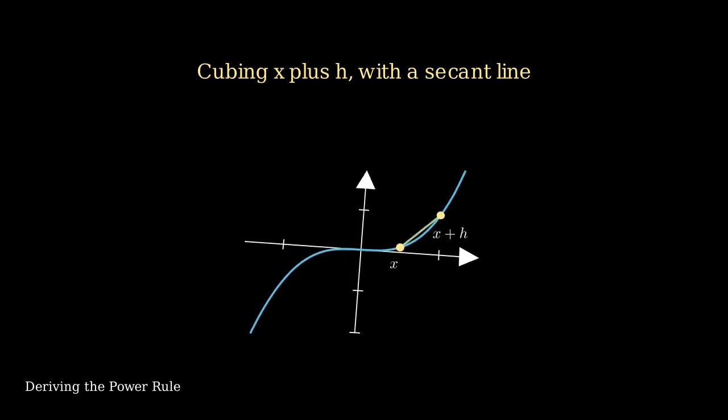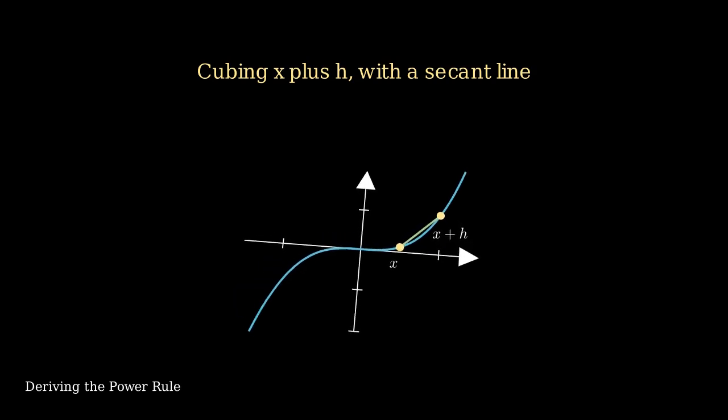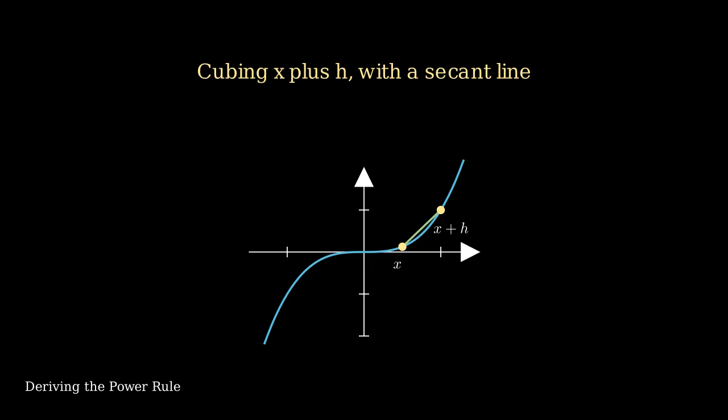On screen, in 2D, we show the curve y equals x cubed with a secant line through x and x plus h. Alongside it, in 3D, we tilt the same curve into a surface-style view, so you can see the same secant construction from another angle, with all labels kept flat and horizontal.